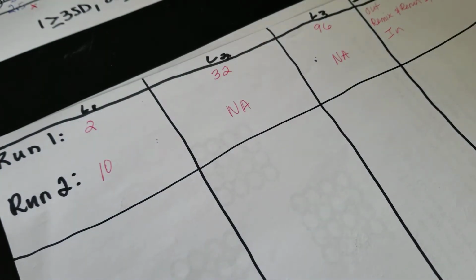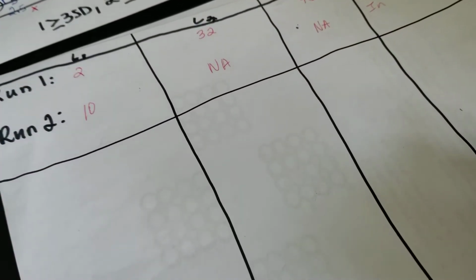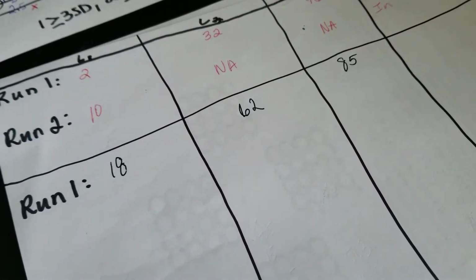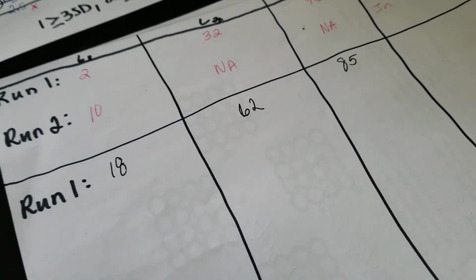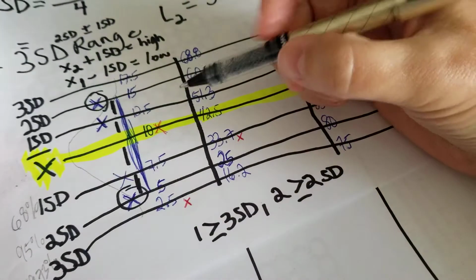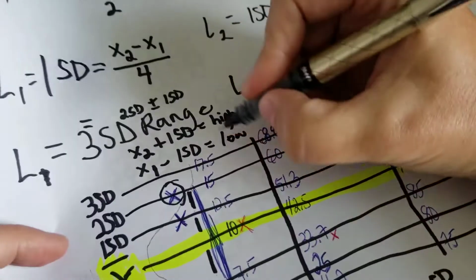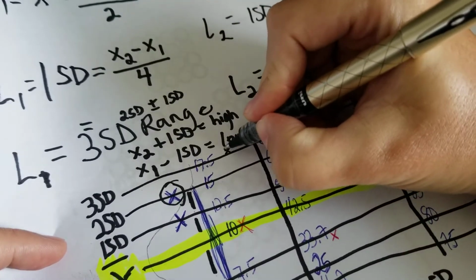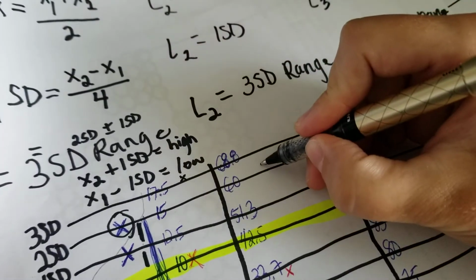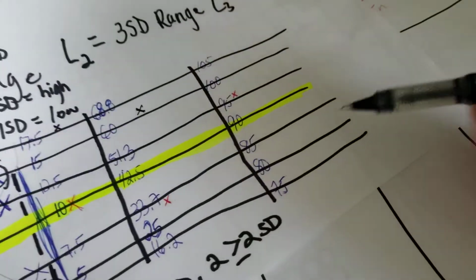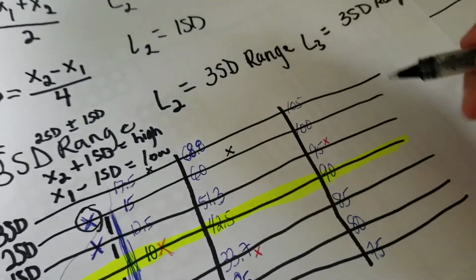Okay, let's do a different time, maybe the next shift comes in and has to run QC. Let's do what they ended up seeing. All right, so the next shift came in. Maybe this is the same analyte, maybe it's not. So let's plot the points. We have 18, so that's up here. Okay, the next one was 62. And then for level 3, it's 85.